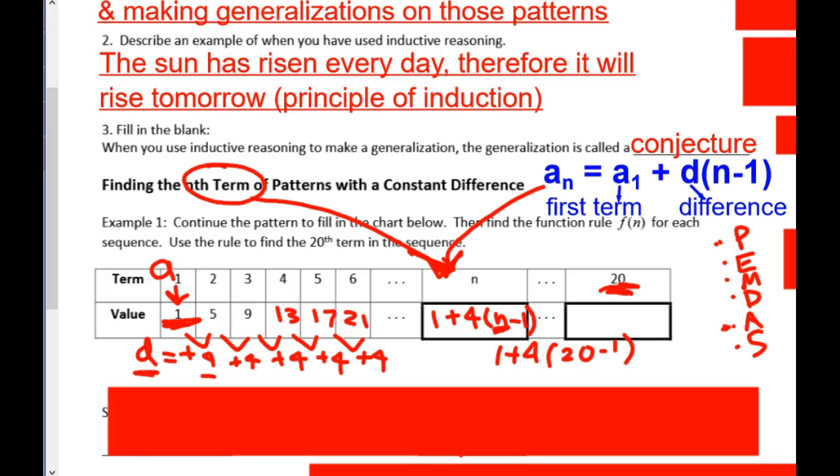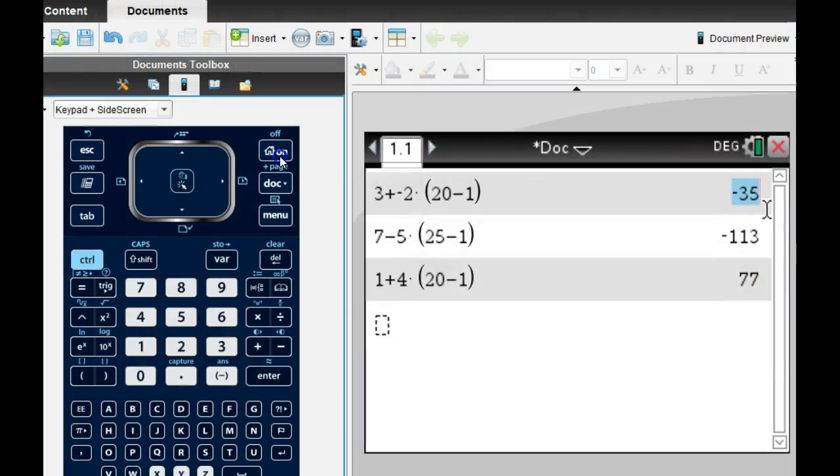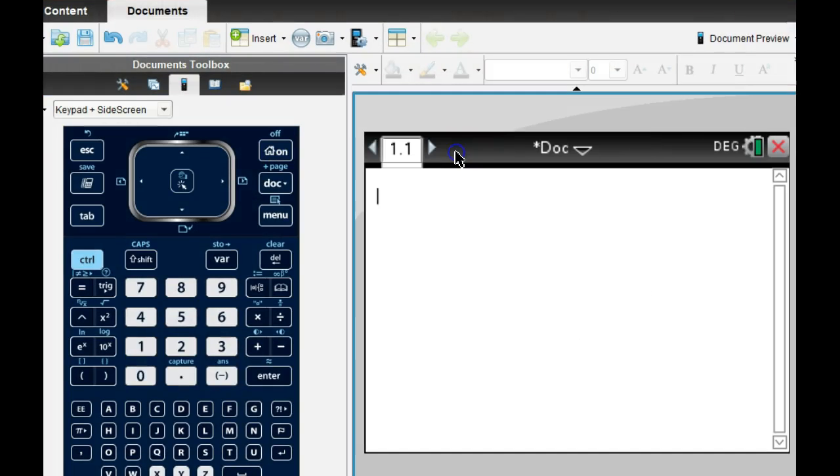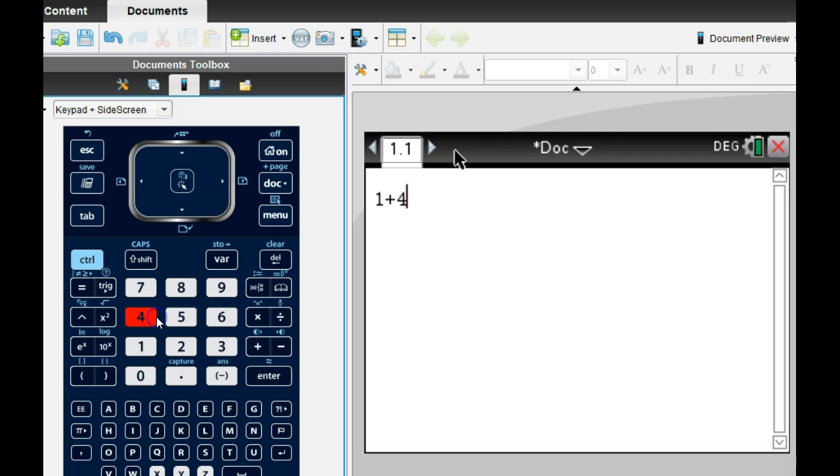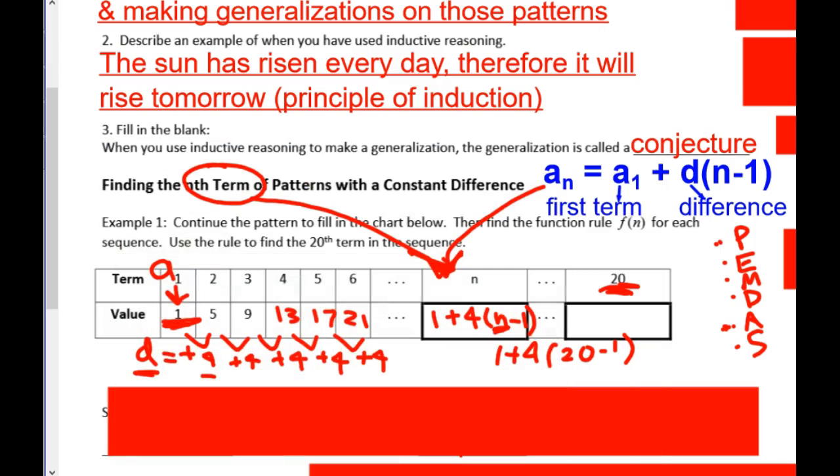Now, instead of making this more complicated, did you know you could just type that in the calculator and get the answer? So let's do that. We're going to do a new document. It was 1 plus 4, parentheses, 20 minus 1. If you can type it in, you'll get your answer faster, and it'll be right. So the 20th term gives us 77. All I did was plug that in the calculator, and I got that.